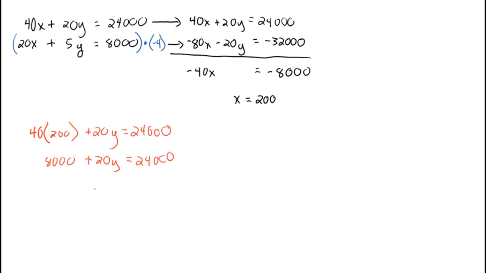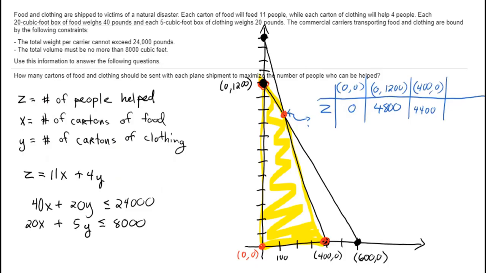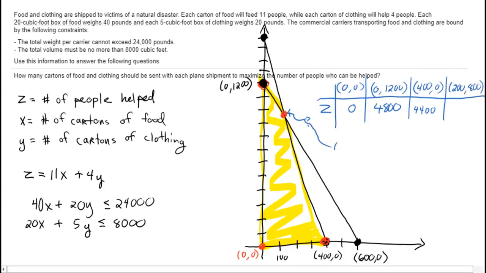Now I'm going to subtract my 8,000 from both sides. That gives me 16,000. And then dividing my 20 off gives me 800. Okay, so the ordered pair of that mystery point is 200, 800. So we're going to go back to the other screen and finish working out the problem. Alright, so that was 200, 800. And again, that's this mystery point right here.